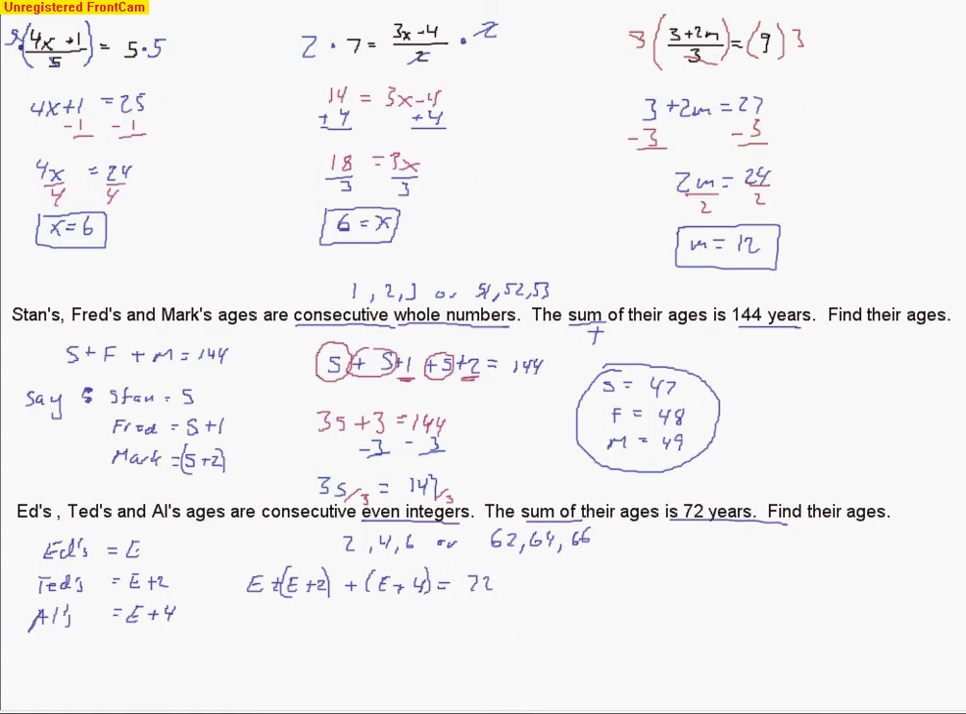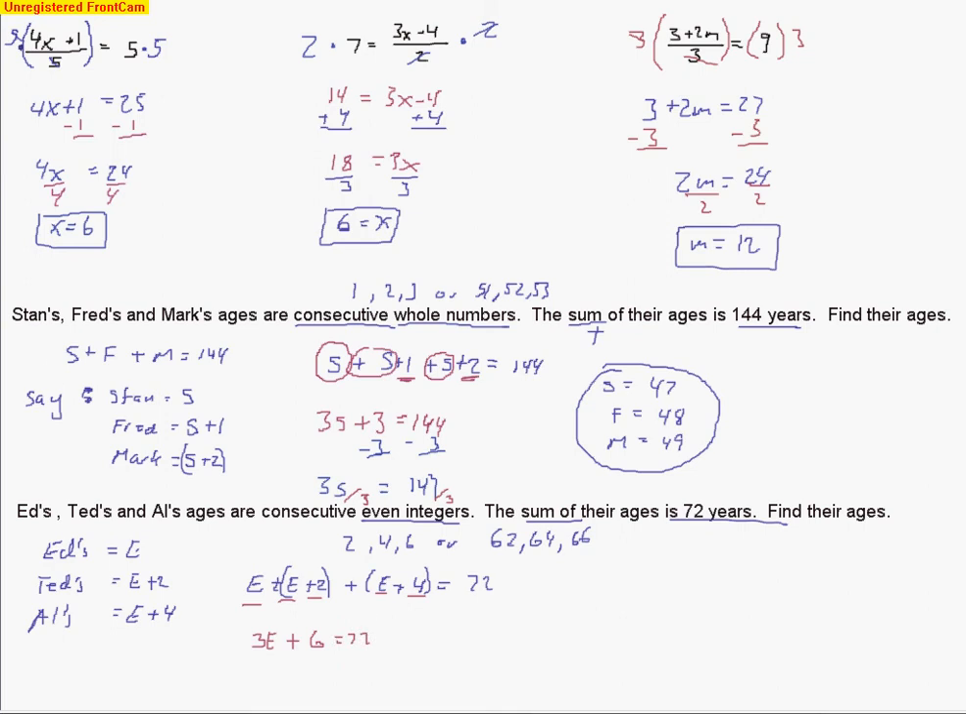So now let's go ahead and combine some terms. So we can count up how many e's we have. We have 1, 2, 3 e's being added together. So that makes 3e plus, and then we have 2 plus 4 makes 6, and that all equals 72.